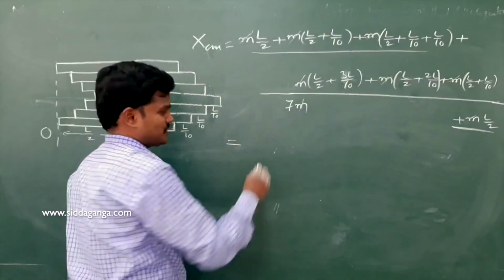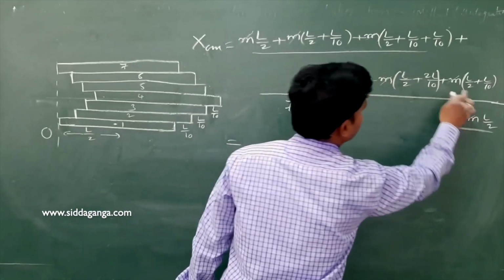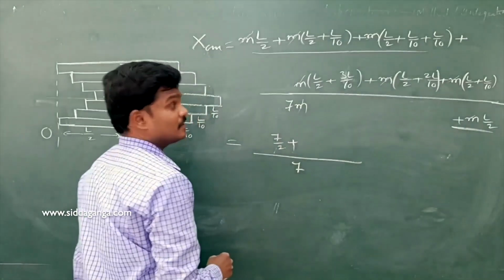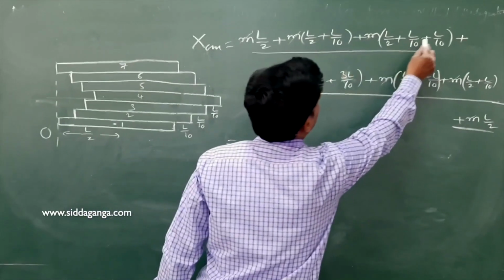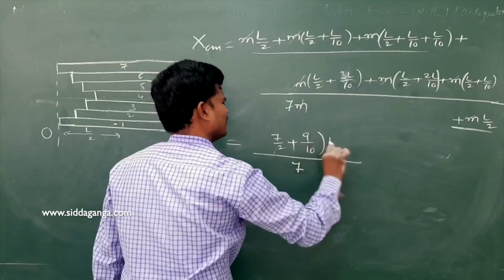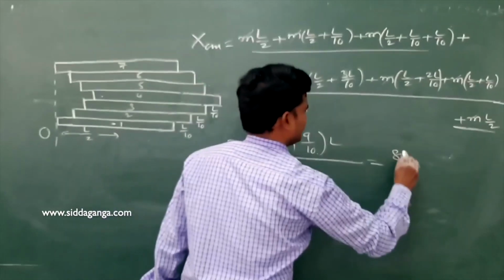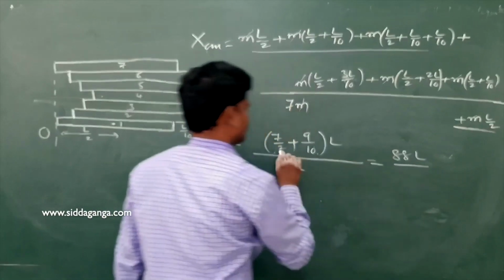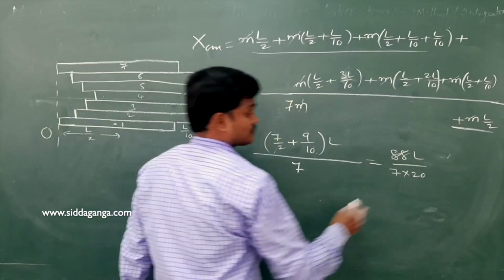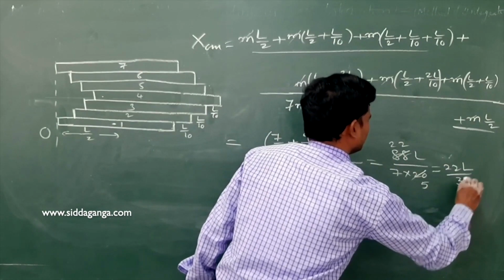Just count L by 2 first: 1, 2, 3, 4, 5, 6, 7. So 7 by 2. Count L by 10s: 1, 2, 3, 6, 8, 9. So this is 70 plus 18, 88 L, and 2 into 10, 20. So you will get 22 L by 35.